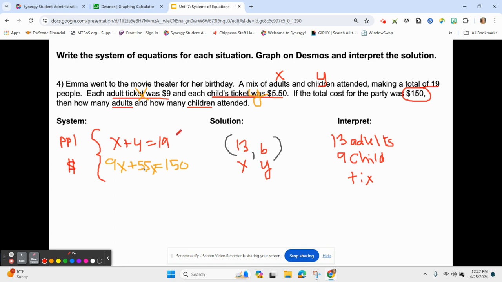Okay, and so we set that up, and that's hard. The setup is the hardest part. Okay, let's take a look at the next one.